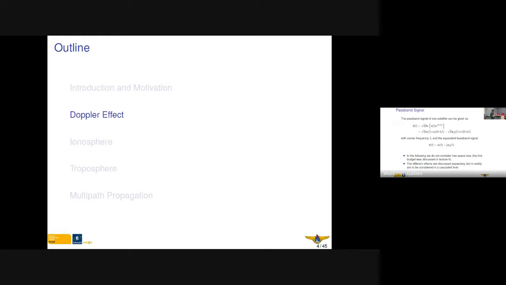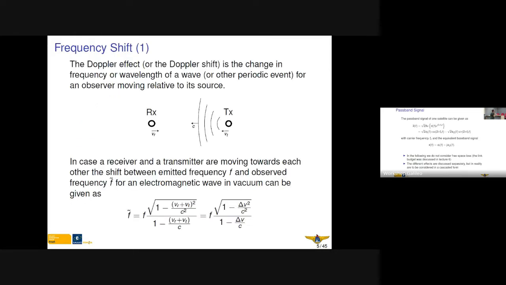Yeah, so let's start with the Doppler effect. So the Doppler effect, or the Doppler shift, this is already a model, is the change in frequency or wavelength of a wave or other periodic event for an observer moving relative to its source. And we will first consider the case that the receiver, which is given here on the left-hand side with Rx, is moving towards the transmitter.